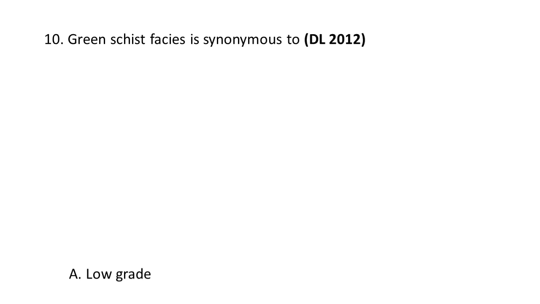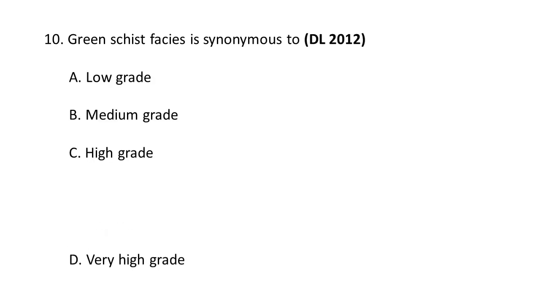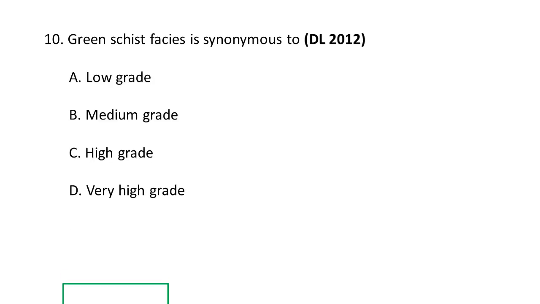Next question. Greenschist facies is synonymous to A. Low grade, B. Medium grade, C. High grade and D. Very high grade. So the correct option is A. Low grade. Greenschist facies is a type of metamorphic rock that represents a lower metamorphic grade. So greenschist facies is synonymous to low grade.